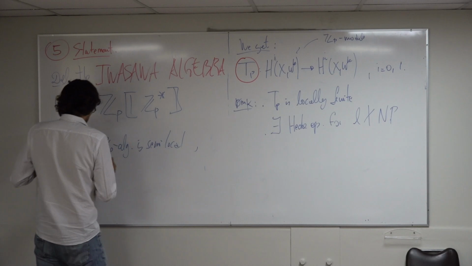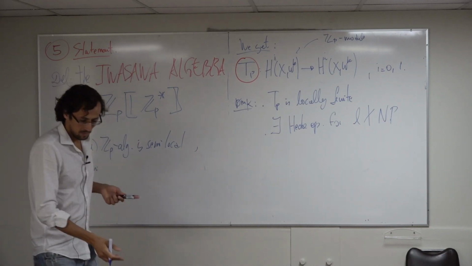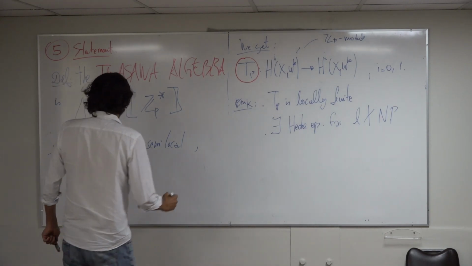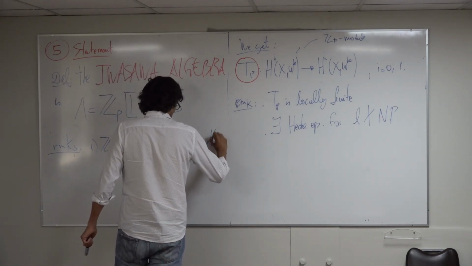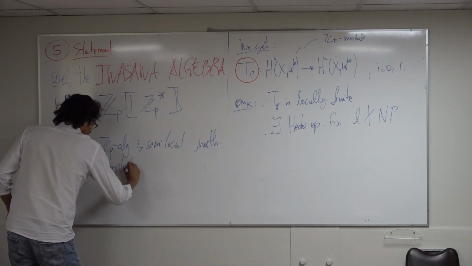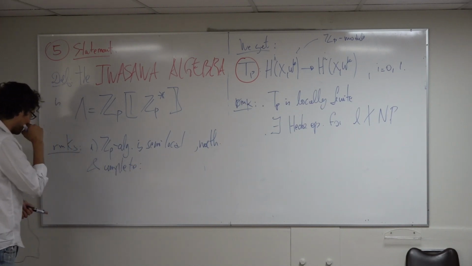Okay, profinite. Let me explain why it's profinite in a few seconds. It's semi-local, Noetherian, and complete. To be more precise about complete, let's explain this.